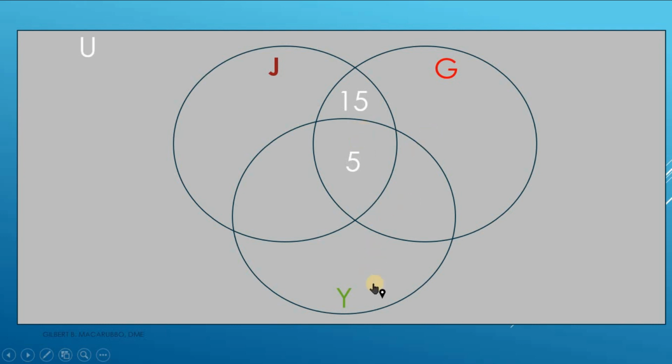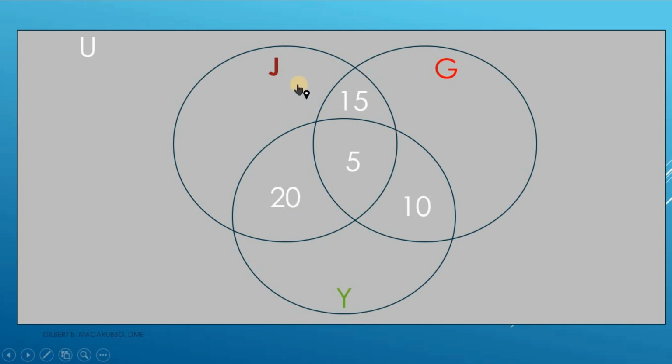Next, we have Graceland and Yellow Cab, 15. So how many do we add to 5 to make it 15? We have 10. Okay, next, Jollibee and Yellow Cab, we have 25. So how many do we add to 5 to make it 25? So we have 20.